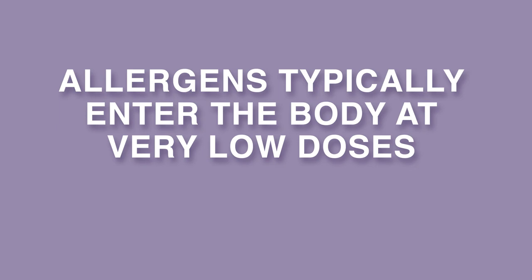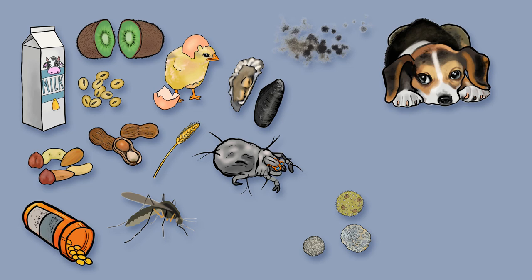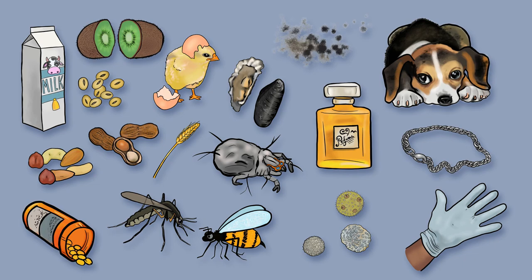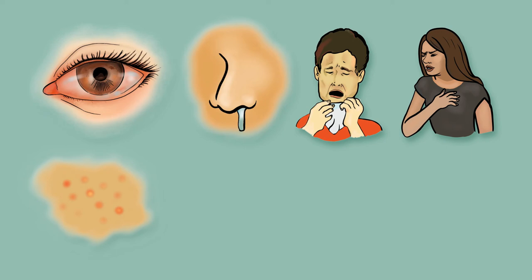Note that allergens typically enter the body at very low doses. Normally innocuous allergens can include foods, airborne particles such as pollen, pet dander, molds, dust mites, drugs, insect bites and stings, contact allergens such as latex, metals, or fragrance ingredients, as well as many other triggers. Depending on the allergen and which tissue is exposed to it, symptoms of allergies can include red, watery eyes, a runny nose, sneezing, shortness of breath, hives or a rash, eczema, swollen mucous membranes, and gastrointestinal problems.